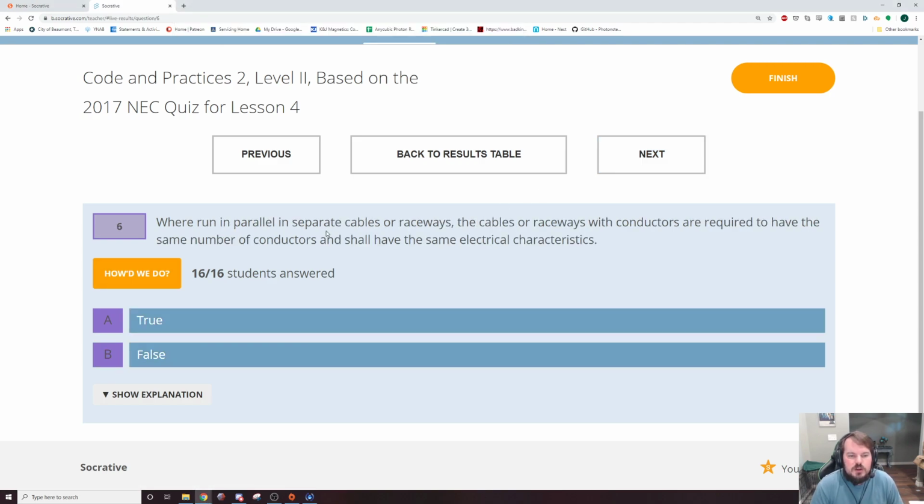Alright, where run in parallel in separate cables or raceways, the cables or raceways with conductors are required to have the same number of conductors and shall have the same electrical characteristics. Oh, parallel. So we're going to flip back to that parallel page, 310.10(H).